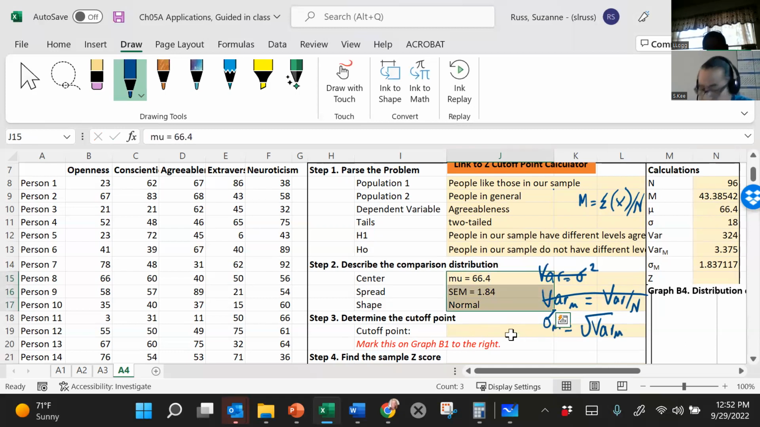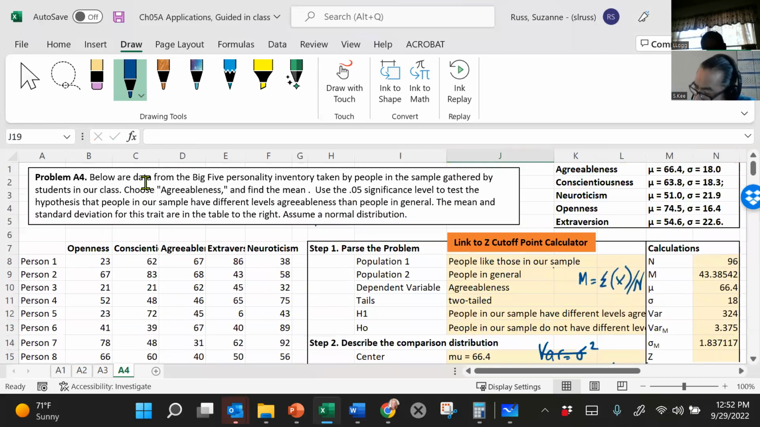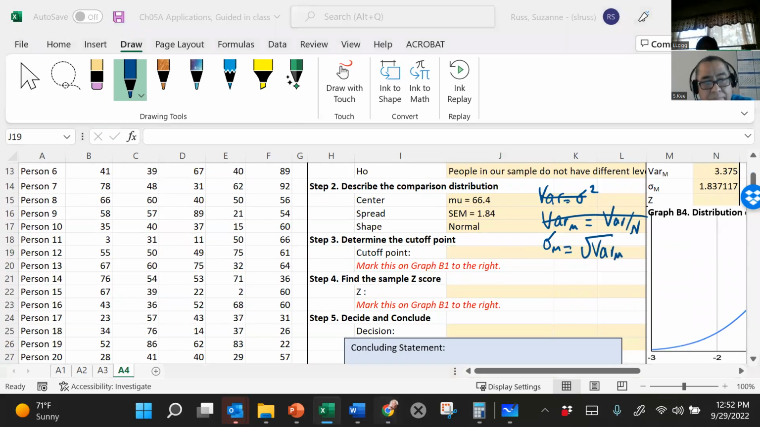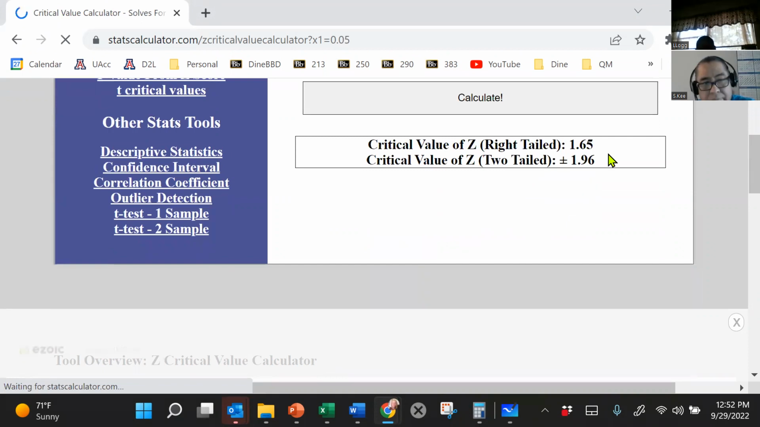I should continue on. So our cutoff point is going to be using alpha 0.05 for a two-tailed test. And we know from using our calculator, I guess I'll just pull this up, alpha 0.05 for a two-tailed test. We can see here again that it's plus minus 1.96. We'll draw this on our chart.